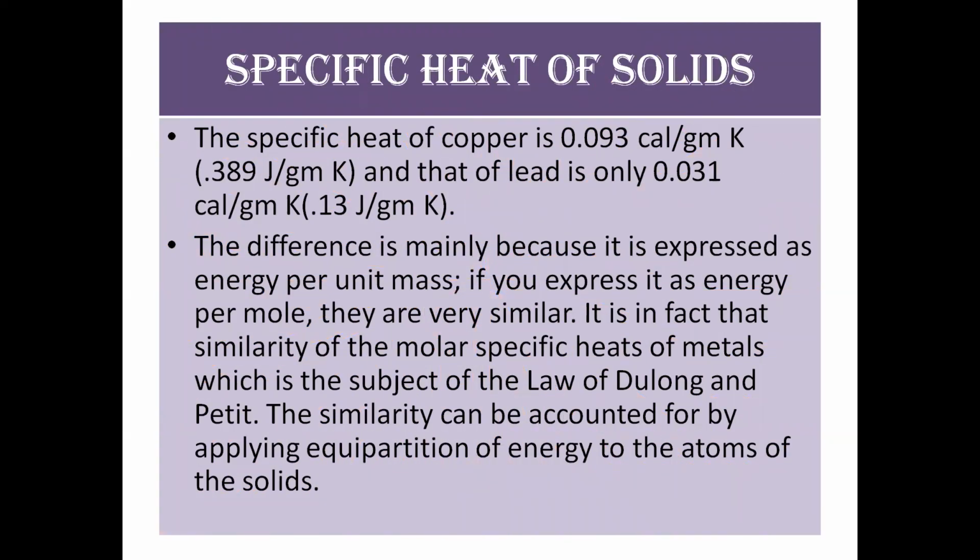Coming to specific heat of solids. The specific heat of copper is 0.093 calorie per gram Kelvin, which is also converted as 0.389 joule per gram Kelvin, and that of lead is only 0.031 calorie per gram Kelvin. This is also converted as 0.13 joules per gram Kelvin. Here we come across the copper and lead specific heat values.